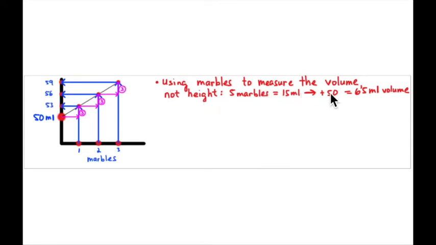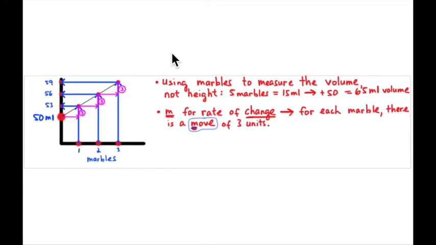Using marbles to measure the volume, not height, it's volume that's listed over here, not the height. 5 marbles would equal 15 milliliters: 5 times 3 milliliters for each marble equals 15 milliliters. So if you went out here to 5, then you have to go to the 50, that's the beginning amount, and then you go another 15 milliliters, and you'd end up somewhere up here beyond this straight line, at a final volume of 65 milliliters.